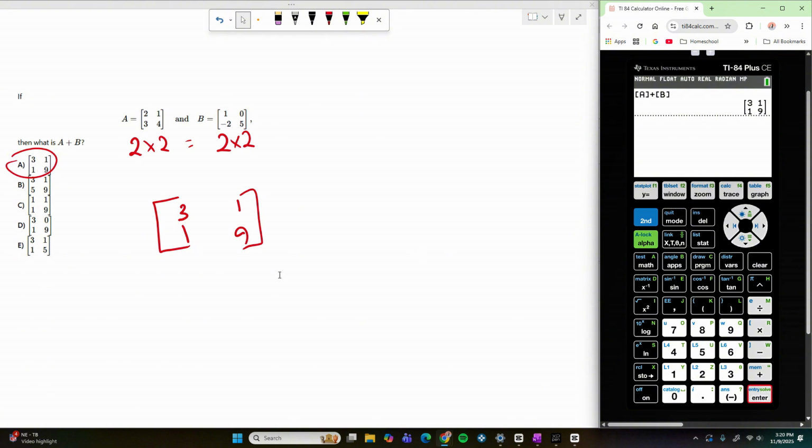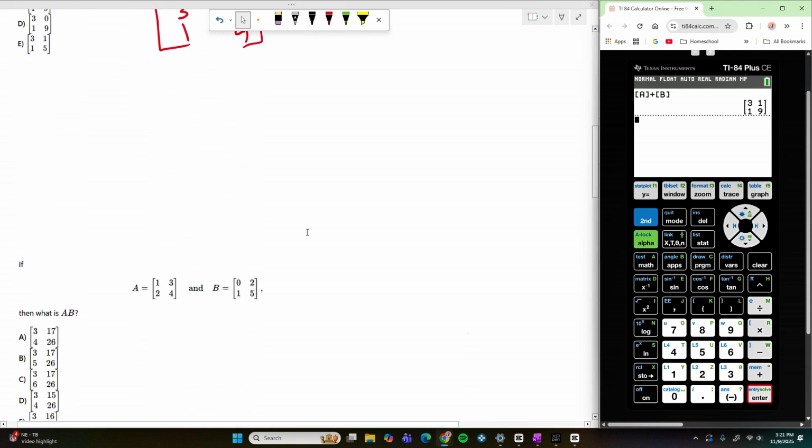Now, honestly, it was not as long when I worked it out myself, but on the calculator, I still get it right. It's just a matter of time. So you can do whatever you want. You will use the calculator on some of these other ones.